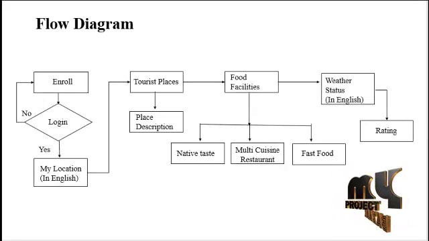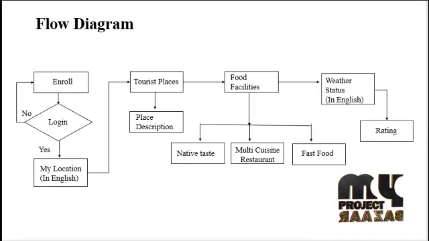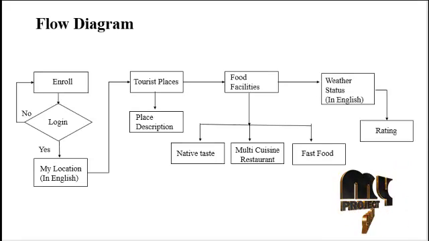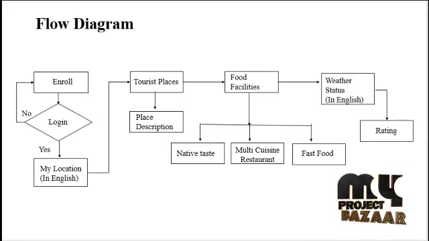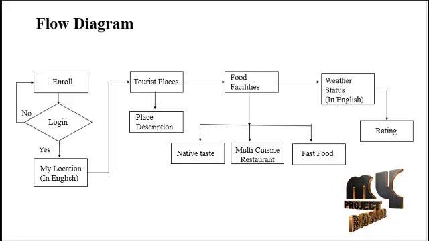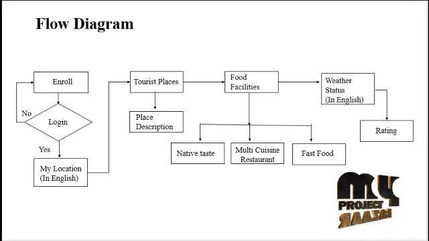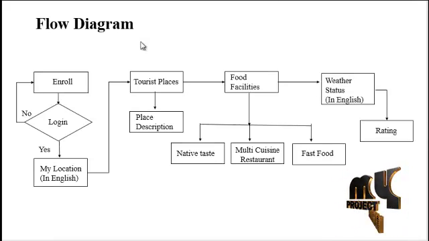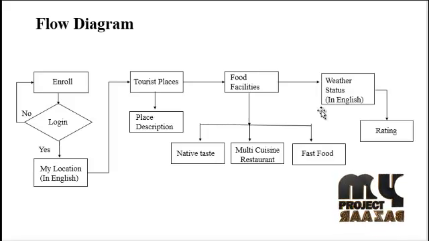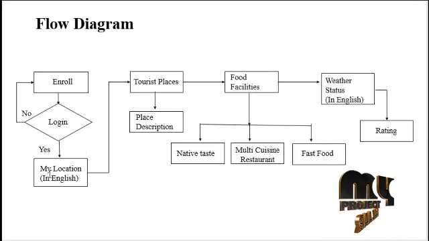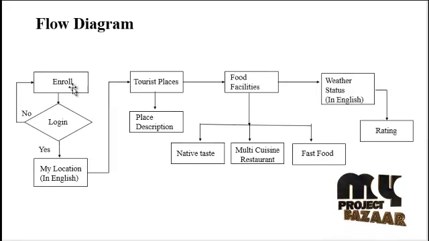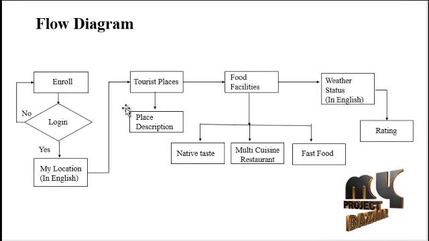Then comes the flow diagram of the process local tour planning. The flow diagram shows the overall process diagrammatically. Every user should enroll and log into the process. Before the enrolling process, the user should select their language, whether English or Tamil. All the details will be provided both in English and Tamil, except My Location and the weather status, which will only be provided in English. Then comes enrollment and the login.